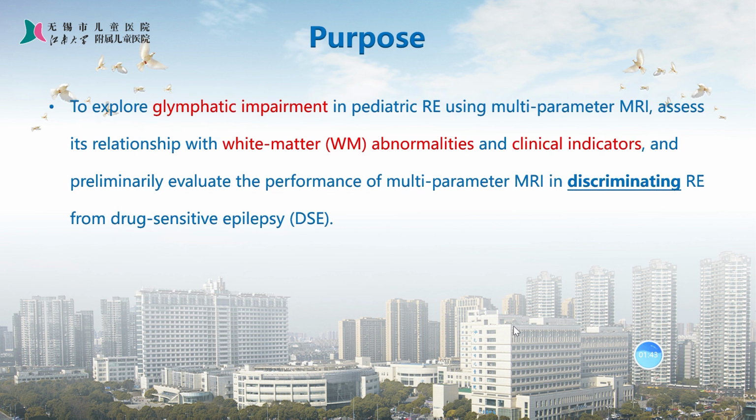However, no study has comprehensively identified the white matter, glymphatic, and brain network abnormalities in children with RE that appear normal on conventional MRI. So, the purpose of our study was to explore Glymphatic impairment in pediatric RE using multi-parameter MRI and assess its relationship with white matter abnormalities and clinical indicators, and preliminarily evaluate the performance of multi-parameter MRI in discriminating RE from DSE.